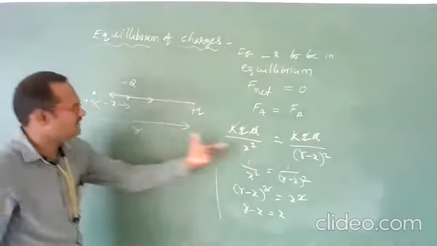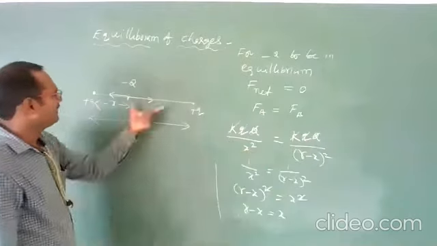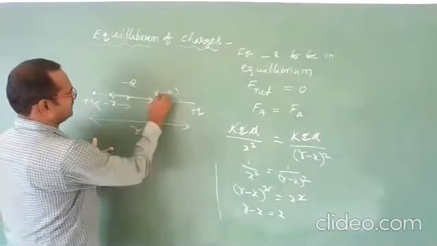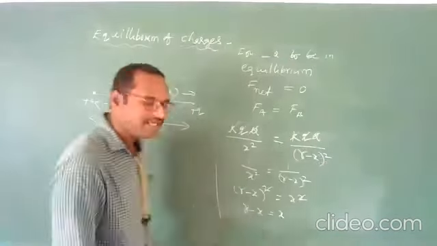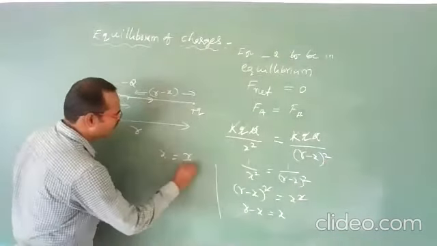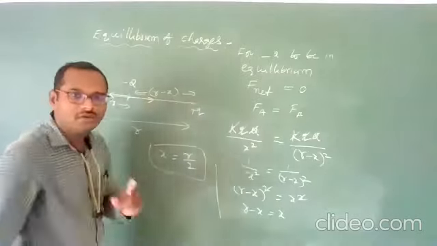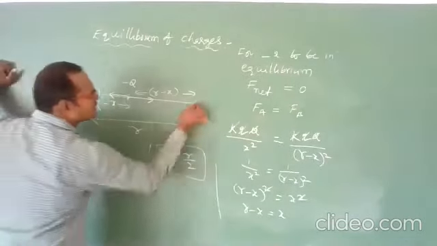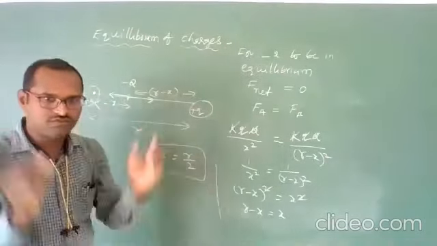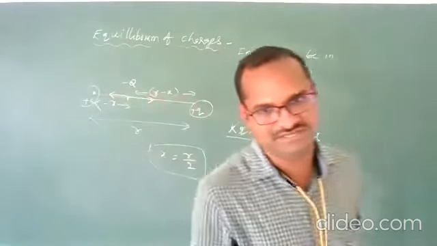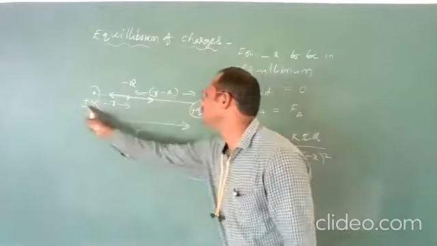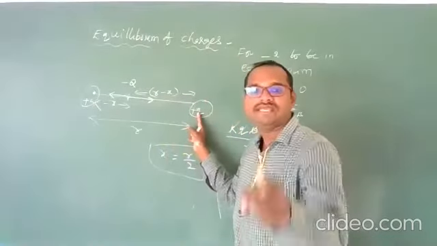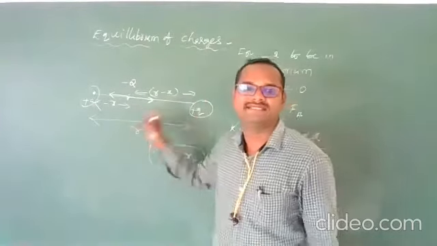This is x, and this is r minus x. Again you will get x is equal to r by 2. You need to see these charges at the two corners, which type of charges are there. If they are equal charges and the same in nature, then equilibrium we can get at the center.